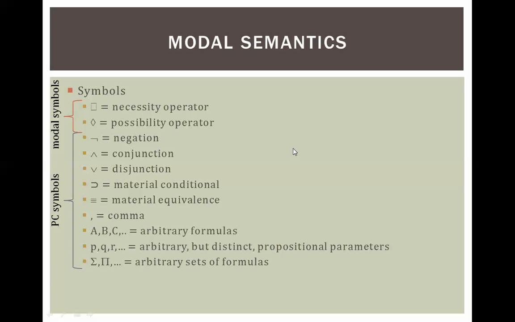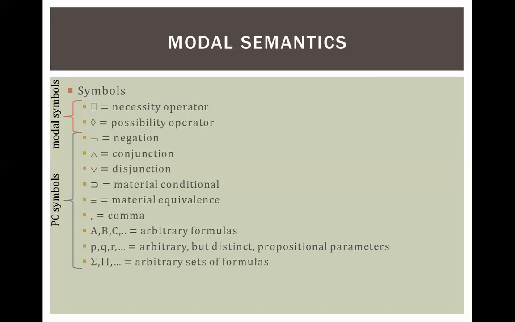Now, what are we going to change about our logic? Well, we're going to have the same stuff that we had in the propositional calculus. We'll have not, and, or, if then, if and only if, and commas to break them up. We're going to be using capital A, B, and C for formulas, lowercase p, q, and r for propositions, and the capital Greek letters for sets of formulas. But we're going to add two new things. We're going to add a box and we're going to add a diamond.